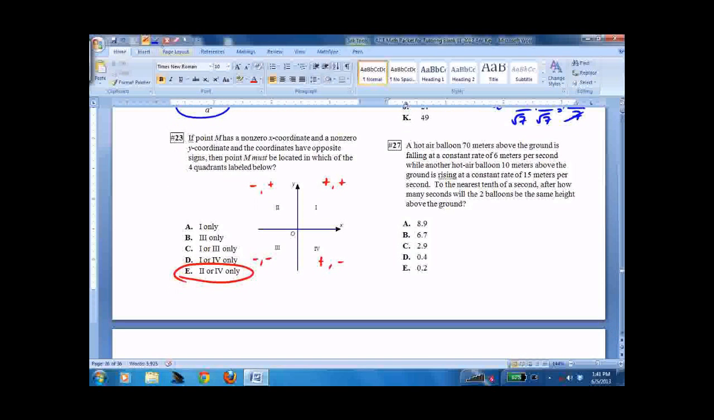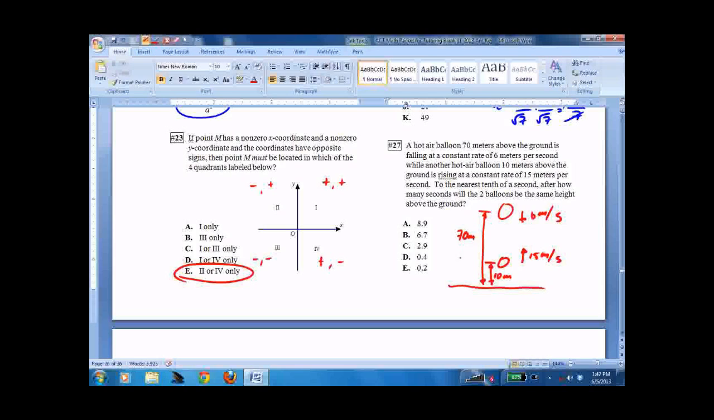A hot air balloon 70 meters above the ground. Here's the balloon. It's 70 meters up. Is going down at 6 meters per second. Another hot air balloon at 10 meters is rising at 15 meters per second. Then there's a tenth of a second. How many seconds will they be at the same height off the ground?